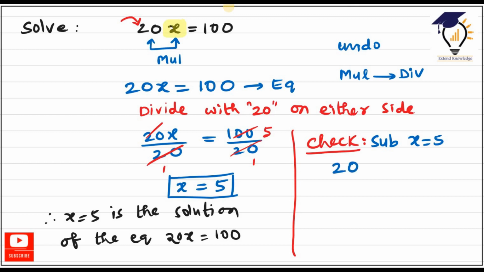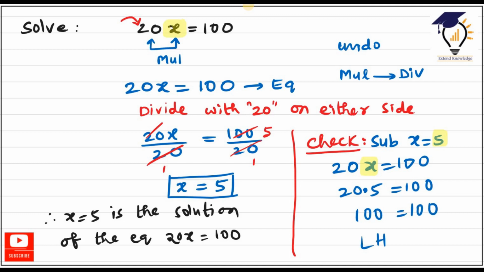Let's see that. 20x is equal to 100. So let me plug the x value as 5 in this. 20 times 5 is equal to 100, where this point represents multiplication. 20 times 5 is 100, is equal to 100. So we got left hand side is equal to right hand side. As we got that, our answer is perfect and it has been verified. So x is equal to 5 is the solution.